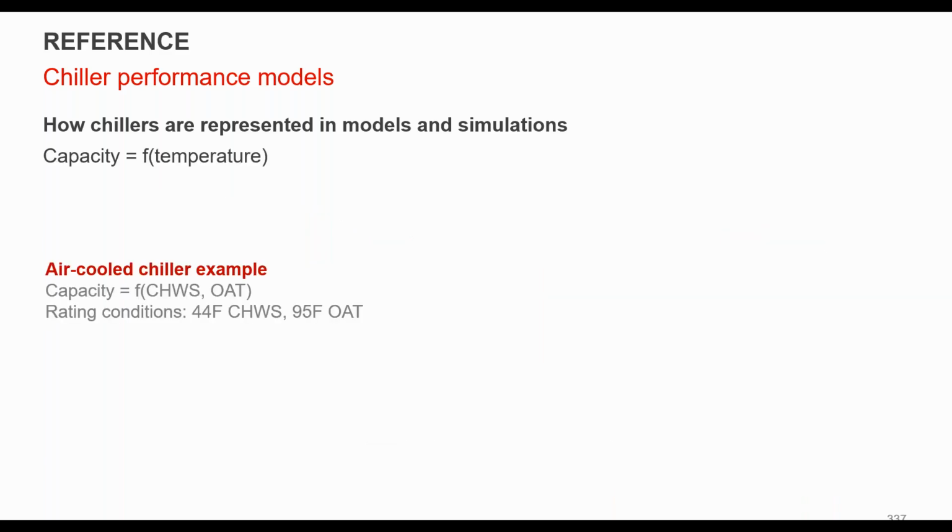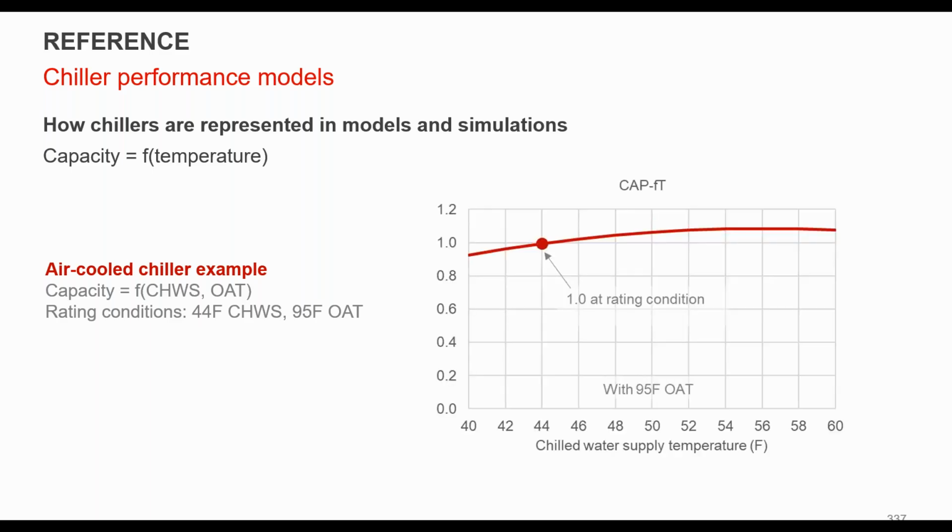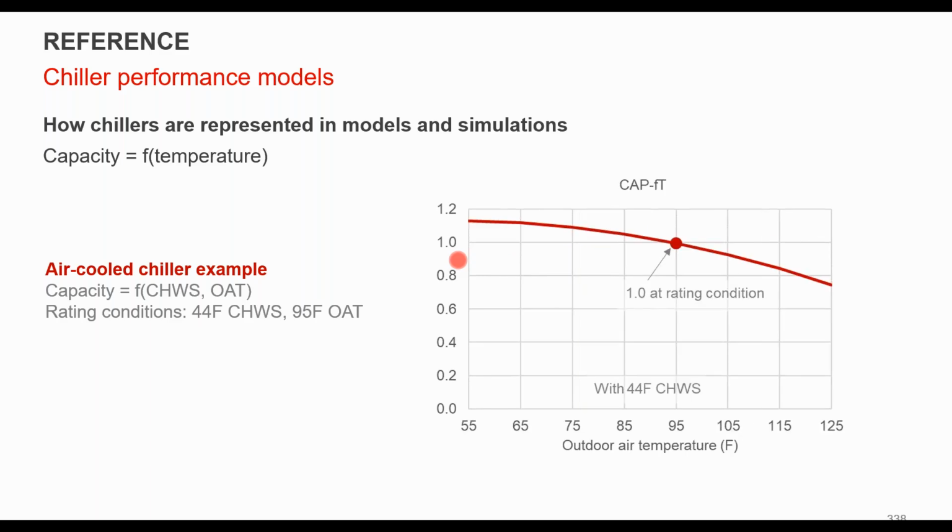So one example first is that capacity varies as a function of temperature, right? The rated condition here is 95-degree outside. This is how air-cooled chillers get tested, and 44-degree chilled water temperature, right? So that is the rated condition. But when you look at an increase of chilled water temperature, your total capacity actually goes up a little bit, and as your chilled water temperature goes down, it goes down a little bit. So this is an example of an air-cooled chiller, again, a larger, over 150 ton.